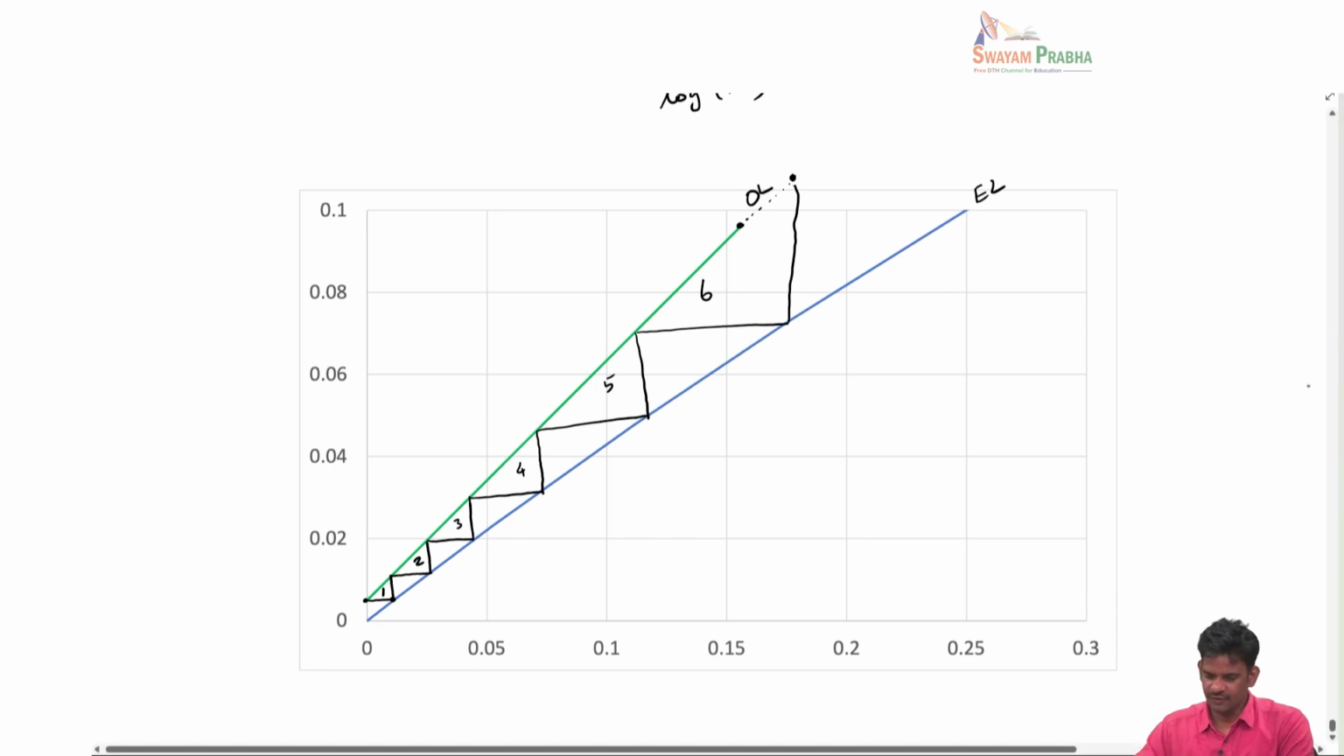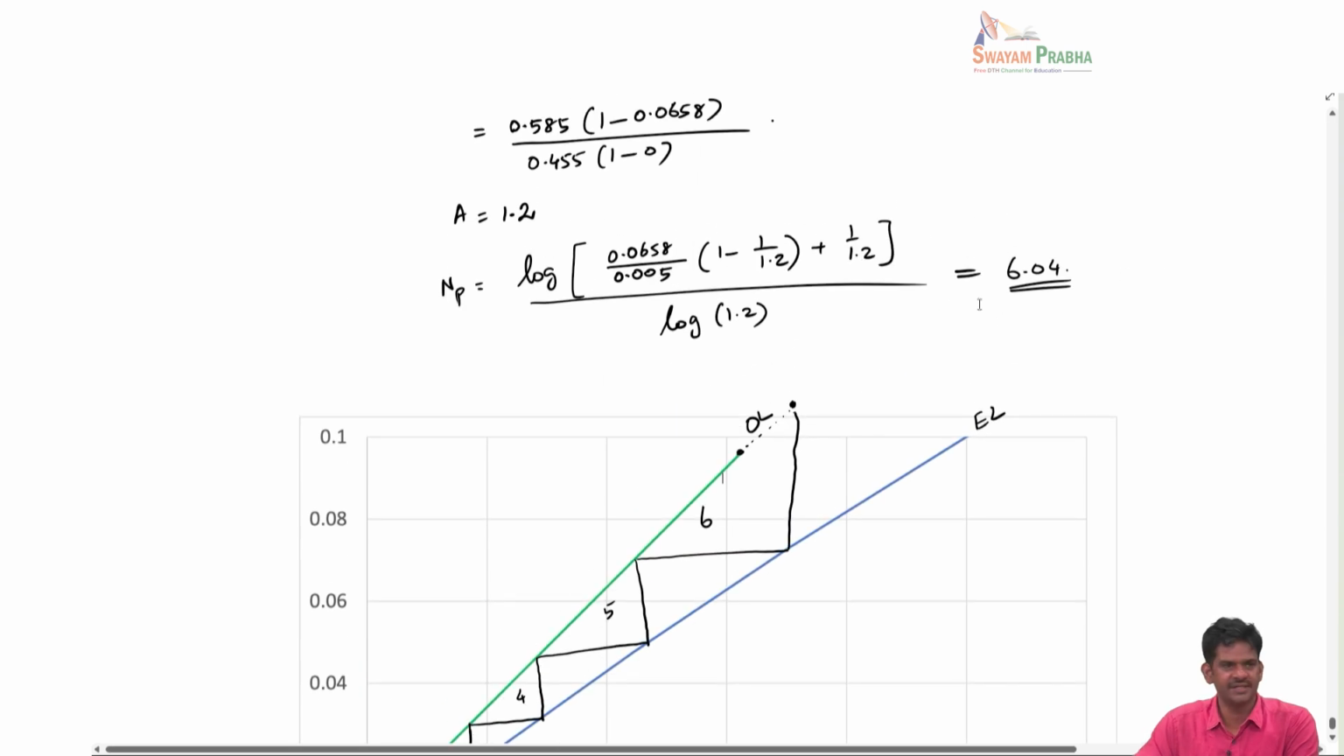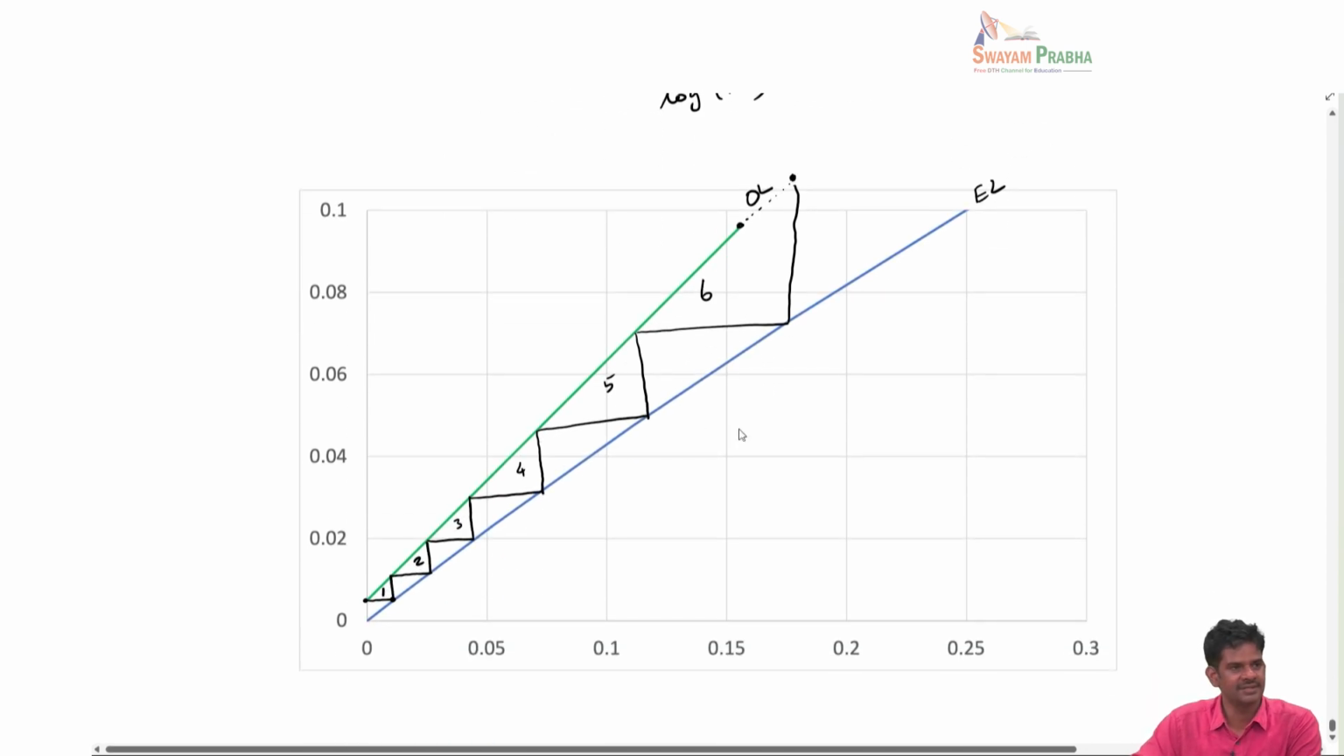In terms of the Kremser equation, we said 6.04 because we assumed a straight line, but actually it is not a straight line. This graphical method is a little bit more accurate because it takes care of all the curvature effects. So use a ruler and do this staircase construction with the graph paper that is given to you, and you will see something close to 6 theoretical stages.